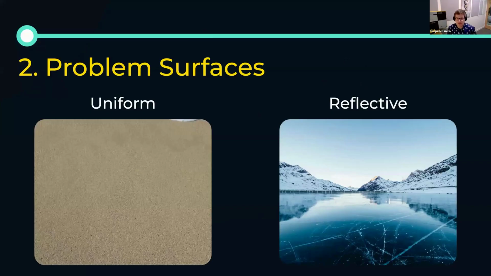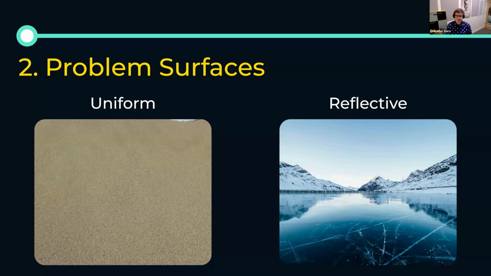Okay, part two, moving on to surfaces. So we have two different types of surfaces that give us a lot of problems here. And again, if you have questions, please post them in that Q&A section, and I will answer them when I can. So our two types of surfaces are uniform surfaces, meaning that they have a lack of distinguishing features, and reflective surfaces. And unfortunately, water falls into both of these.